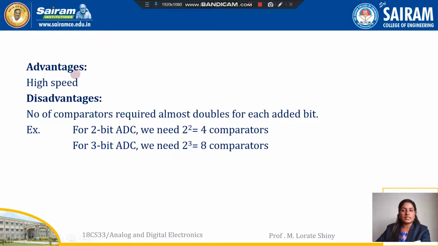Advantages: it's a high-speed analog to digital converter. But the disadvantage here is the number of comparators required almost doubles for each added bit. For example, for a 2-bit ADC, we need 2 power 2, 4 comparators. If we want one more bit, a 3-bit ADC, we need 2 power 3, which is 8 comparators. So to add each bit, we should double the comparators. Next, if you take 4-bit, 2 power 4, 16 comparators we need. So this is one of the disadvantages in flash analog to digital converter.